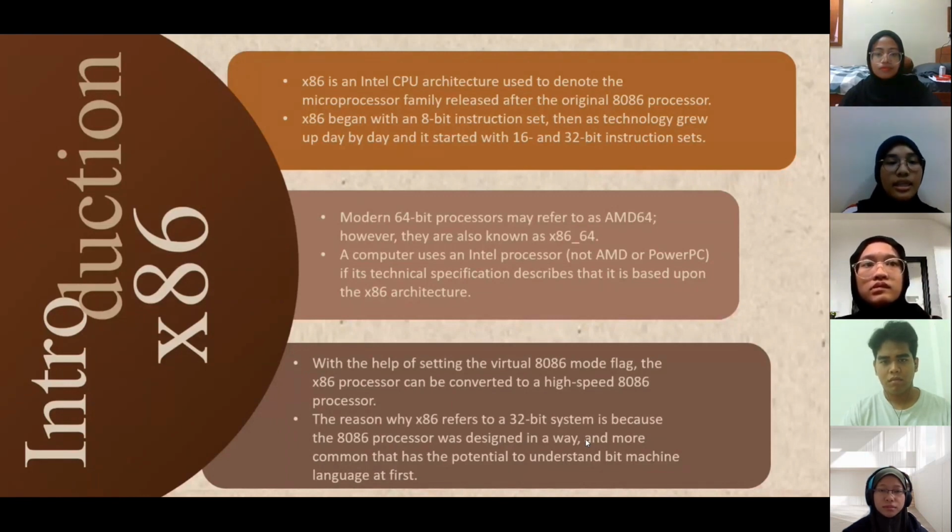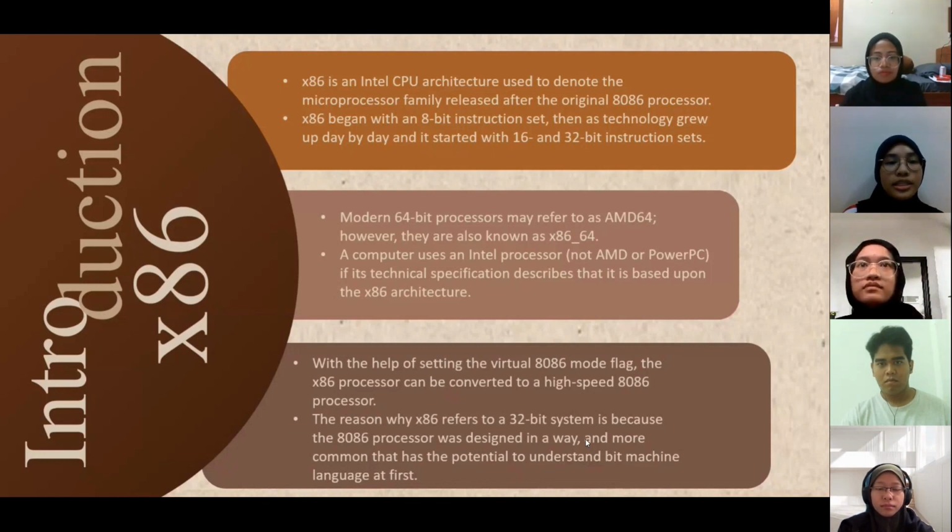In the beginning, X86 began with an 8-bit instruction set. Then, as technology grew day by day, it moved to 16 and 32-bit instruction sets. X86 microprocessors can run almost any kind of computer, from servers and laptops to supercomputers and desktops. However, software that needs to be optimized for newer X86 processors may not run on older processors. Multiple new features have been added to the X86 architecture in its 40 years of existence. Its remarkable achievement is that it is almost entirely backward compatible.